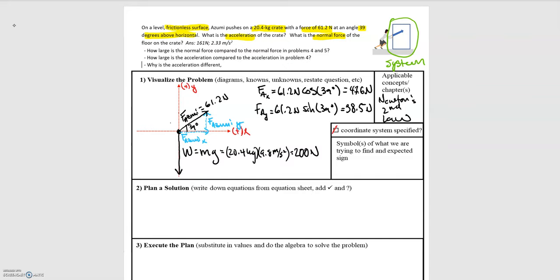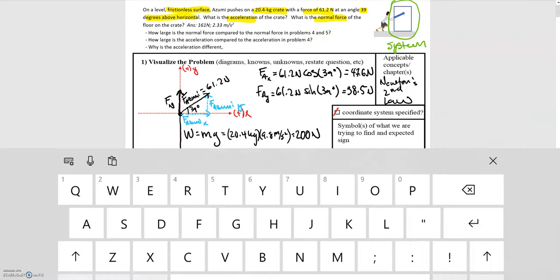So we need to make sure we draw the magnitude or the length of our vector not equal to the weight force, but a little less, so that the normal force component and the y component of the applied force add together to balance out the weight force. So let's fill in what we were asked to find.